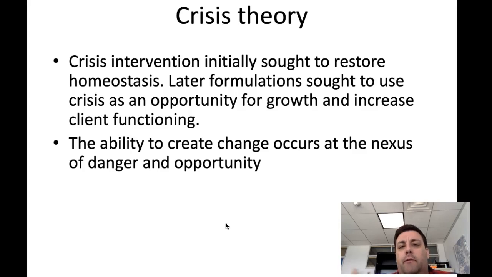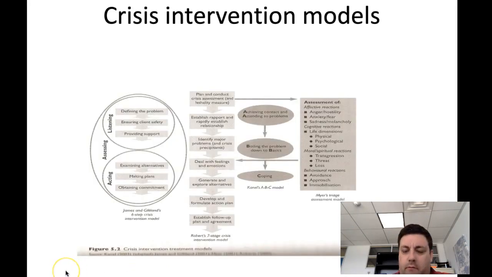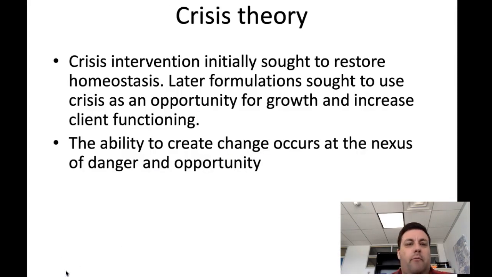Although at the beginning crisis intervention was about putting people back together, later on it became the idea that we could help people grow and increase functioning. That came as a result of Gerald Caplan thinking that change happens at the intersection, or the nexus, of danger and opportunity. Danger is the moment of crisis, or the aftermath of crisis, and the opportunity comes from interacting with a professional in order to create growth.